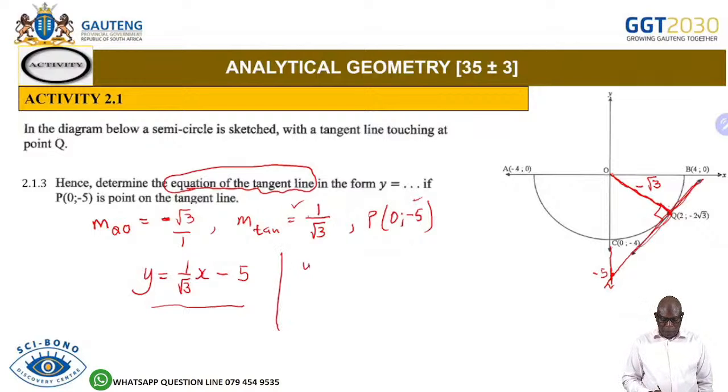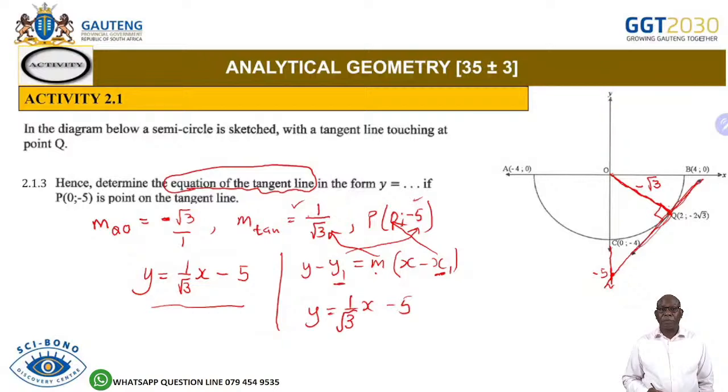So we're going to try it by y minus y1 equals gradient into x minus x1, where you substitute your y1 with negative 5, your x1 with 0, and your gradient with that one. And then the answer will still give you 1 over square root of 3 x minus 5. Okay, right. Interesting question. Can you see that they did not use this point? They used another point there. So you see, you can use any other point as long as it's on the tangent.